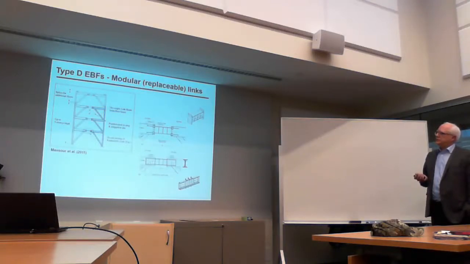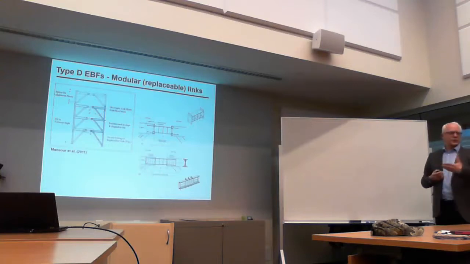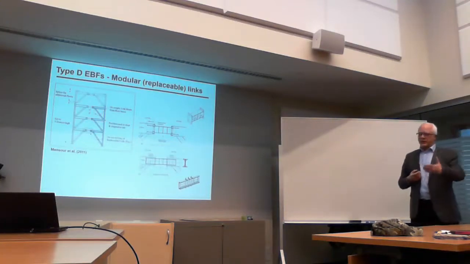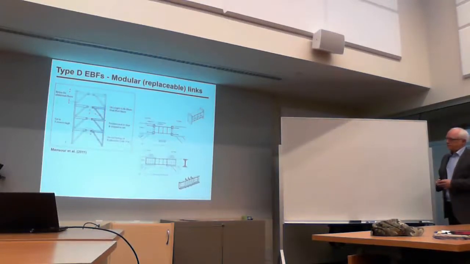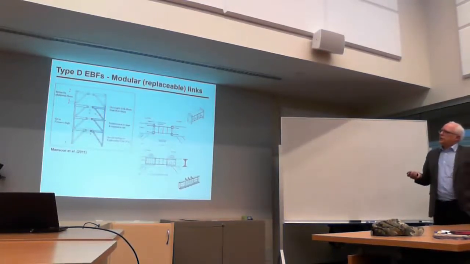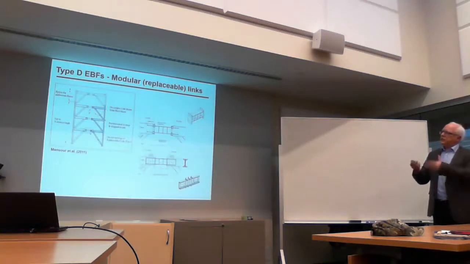So this is the EBF with the visible links. You can see those here. And the nice thing about them, there are two advantages. Of course, the first thing is that we can replace them after an earthquake. This is an example of that in New Zealand. But in terms of fabrication, for example, we can prefab all these complete in the plant and ship them to the site and then assemble those in the site.